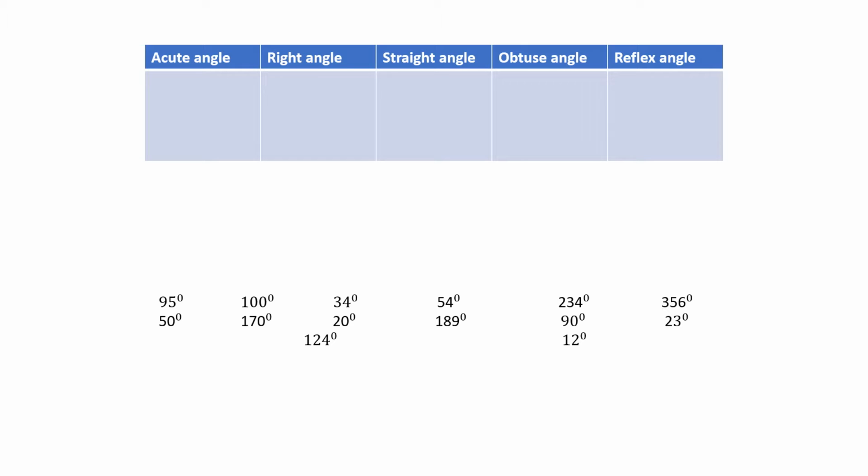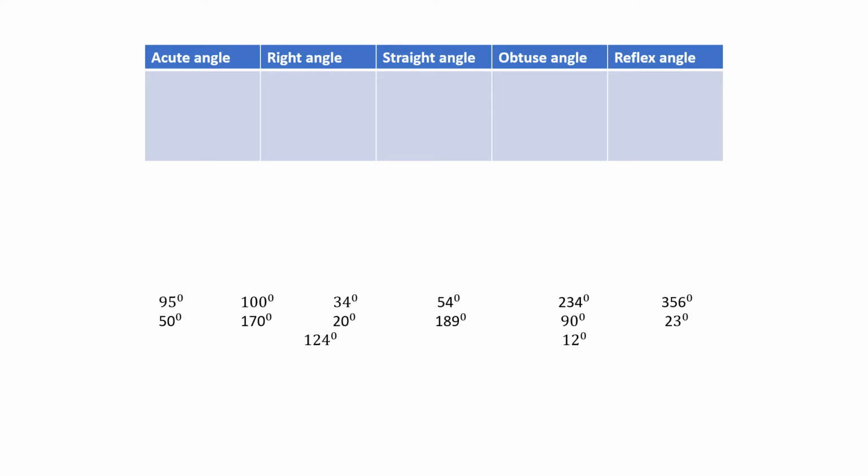So quickly, an acute angle is an angle that is more than 0 but less than 90. A right angle is exactly 90 degrees, no more, no less. A straight angle is exactly 180 degrees, no more, no less. An obtuse angle is more than 90 but less than 180. And a reflex angle is more than 180 but less than 360.